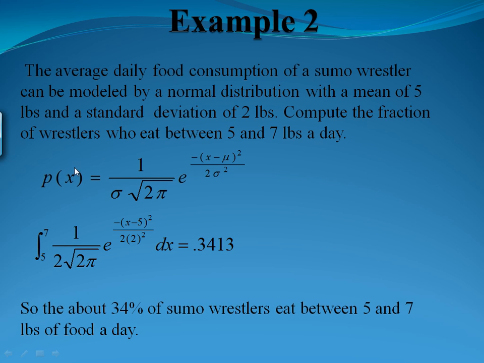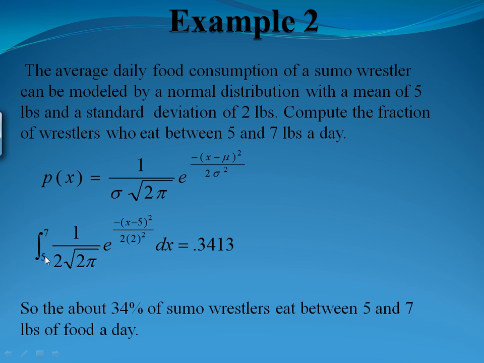So again, our general PDF for a normal distribution always looks the same. It always looks like this: 1 divided by sigma square root of 2 pi times e raised to the power of negative (x minus mu) squared, all divided by 2 sigma squared. So again, we're going to be plugging in a 2 for sigma, since that's our standard deviation, and then we're going to be plugging in a 5 for our mean. So the 5 goes up here, and a 2 goes in here, and here from our sigma.